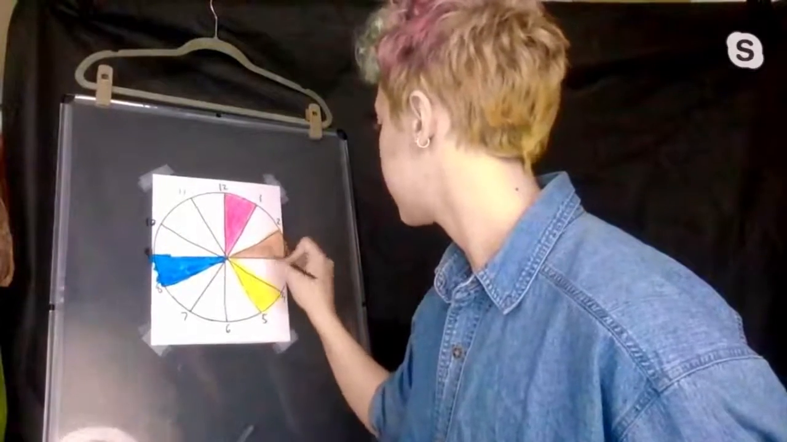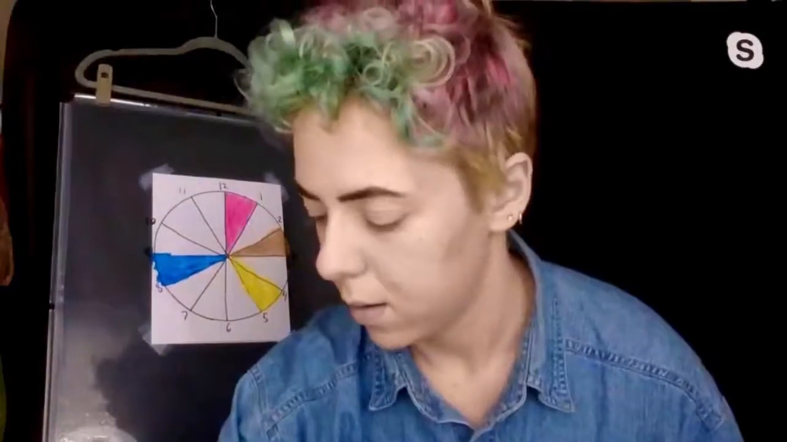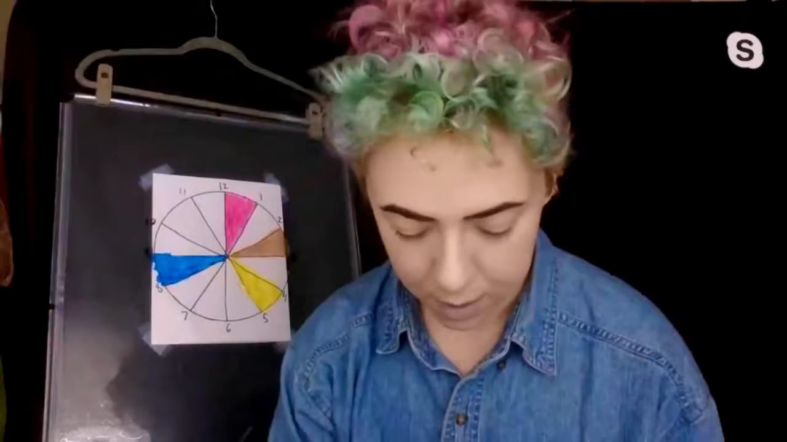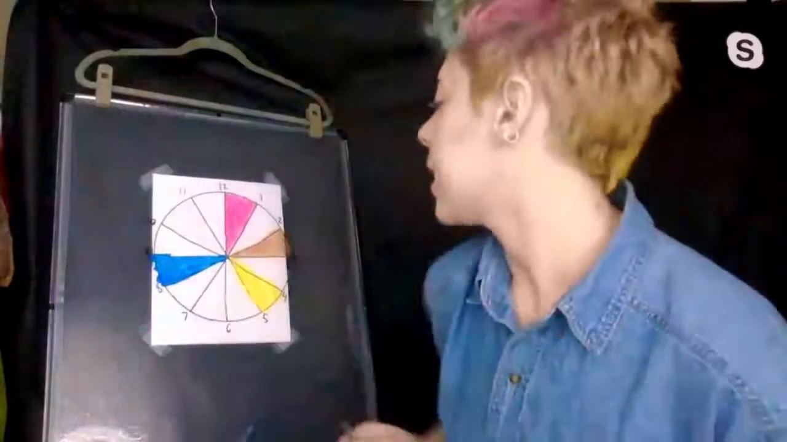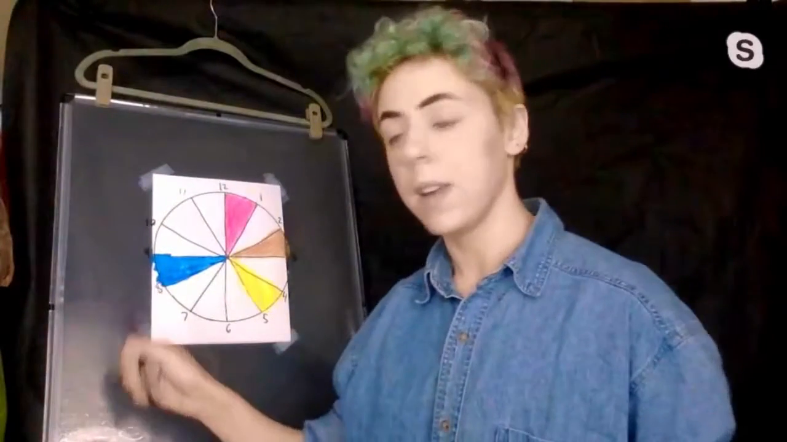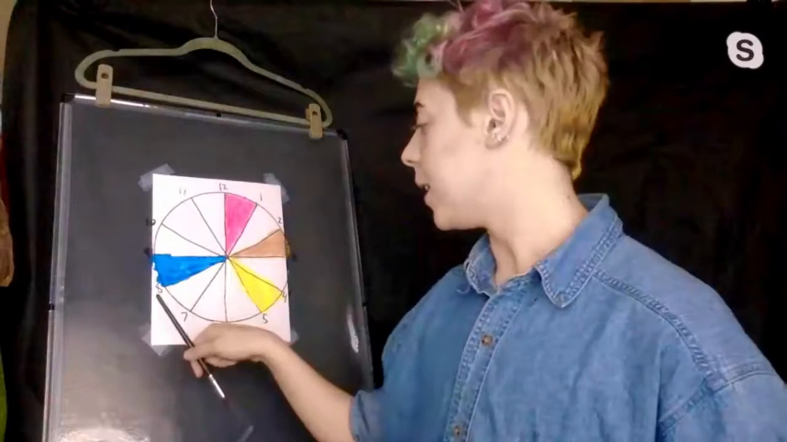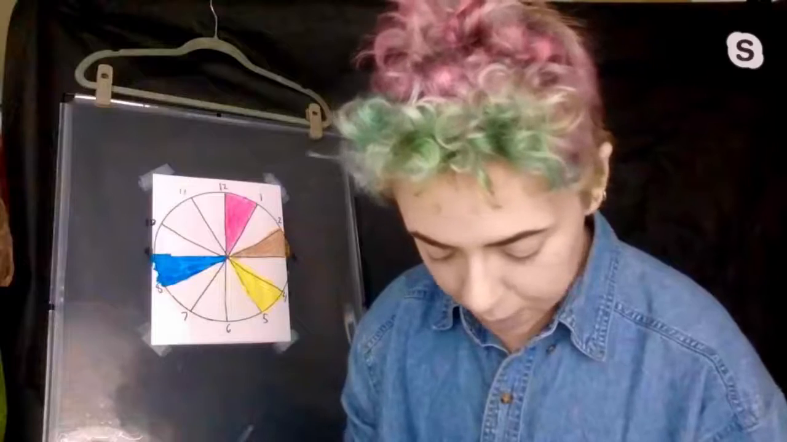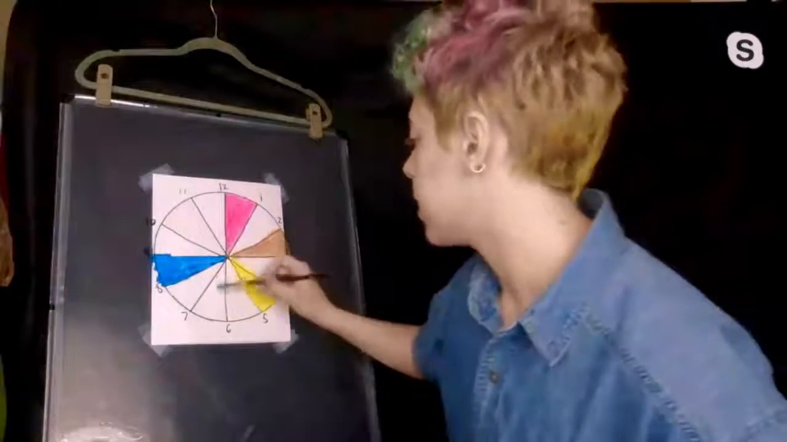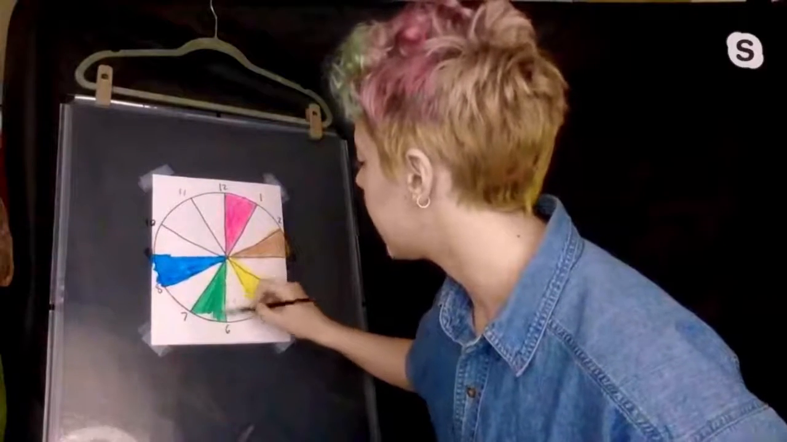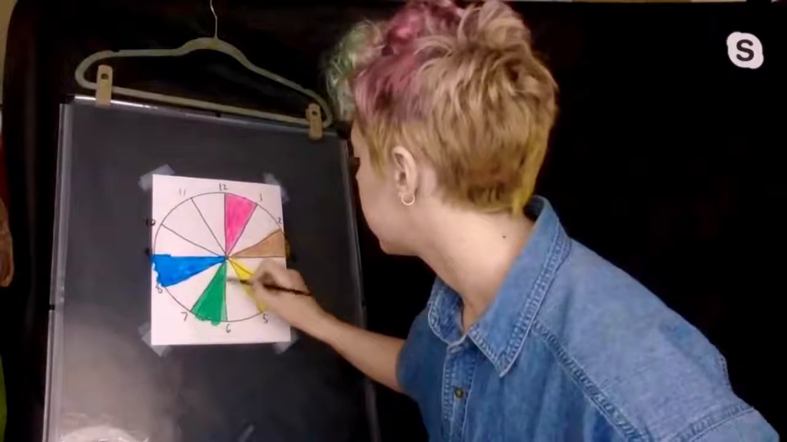All right. Wash your brush off and get ready for the next secondary color, which will be yellow plus cyan equals green, which is going to go right here between 6 and 7 o'clock. So get some green on your brush, and we are just going to fill this up between 6 and 7 o'clock, just like that. All right.